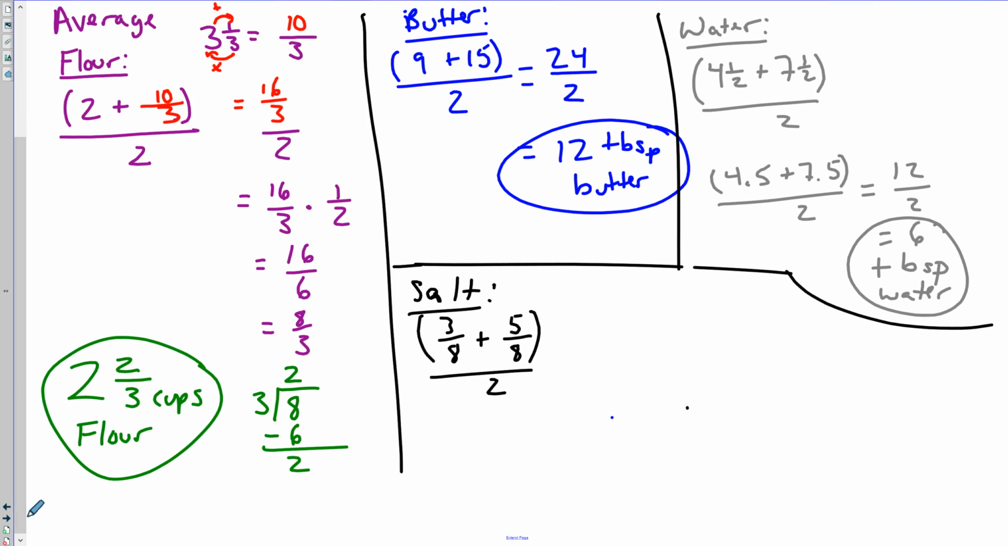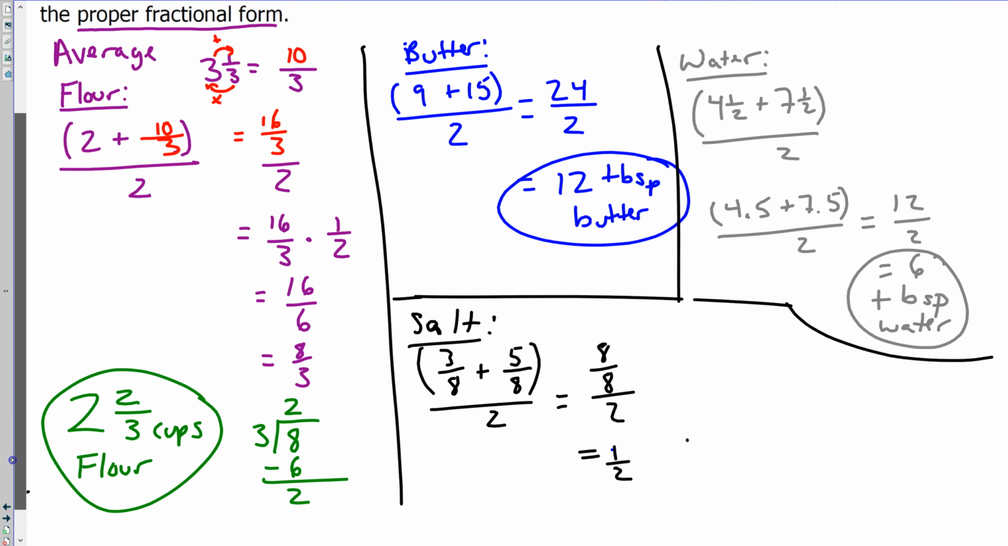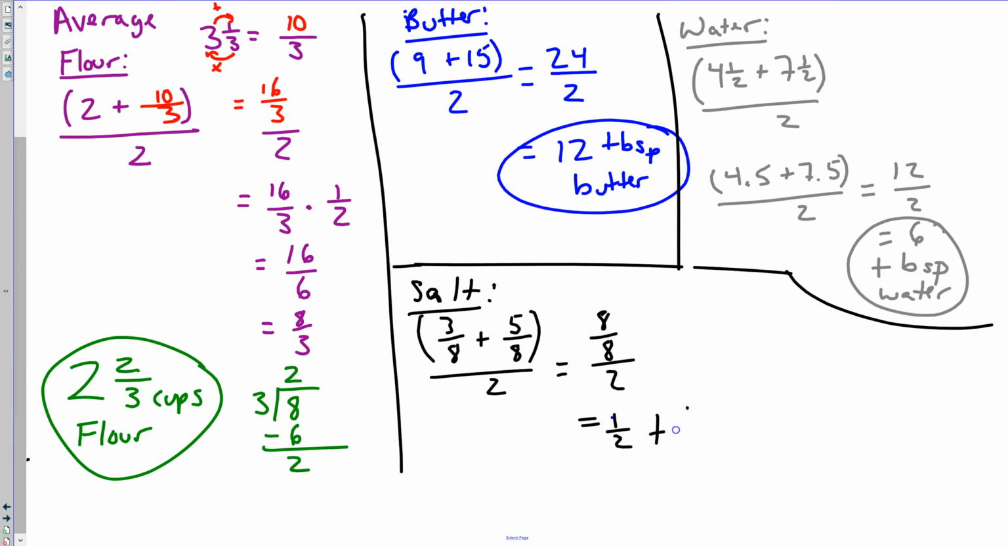Now this time they're both with a common denominator, so adding them is fairly easy. They're both eighths, so I can do 3 plus 5, that's 8/8, or a value of 1, right? That reduces down to 1/2. So it's going to be 1/2. I want to make sure that I have the correct units for my salt. Those are being measured in teaspoons.